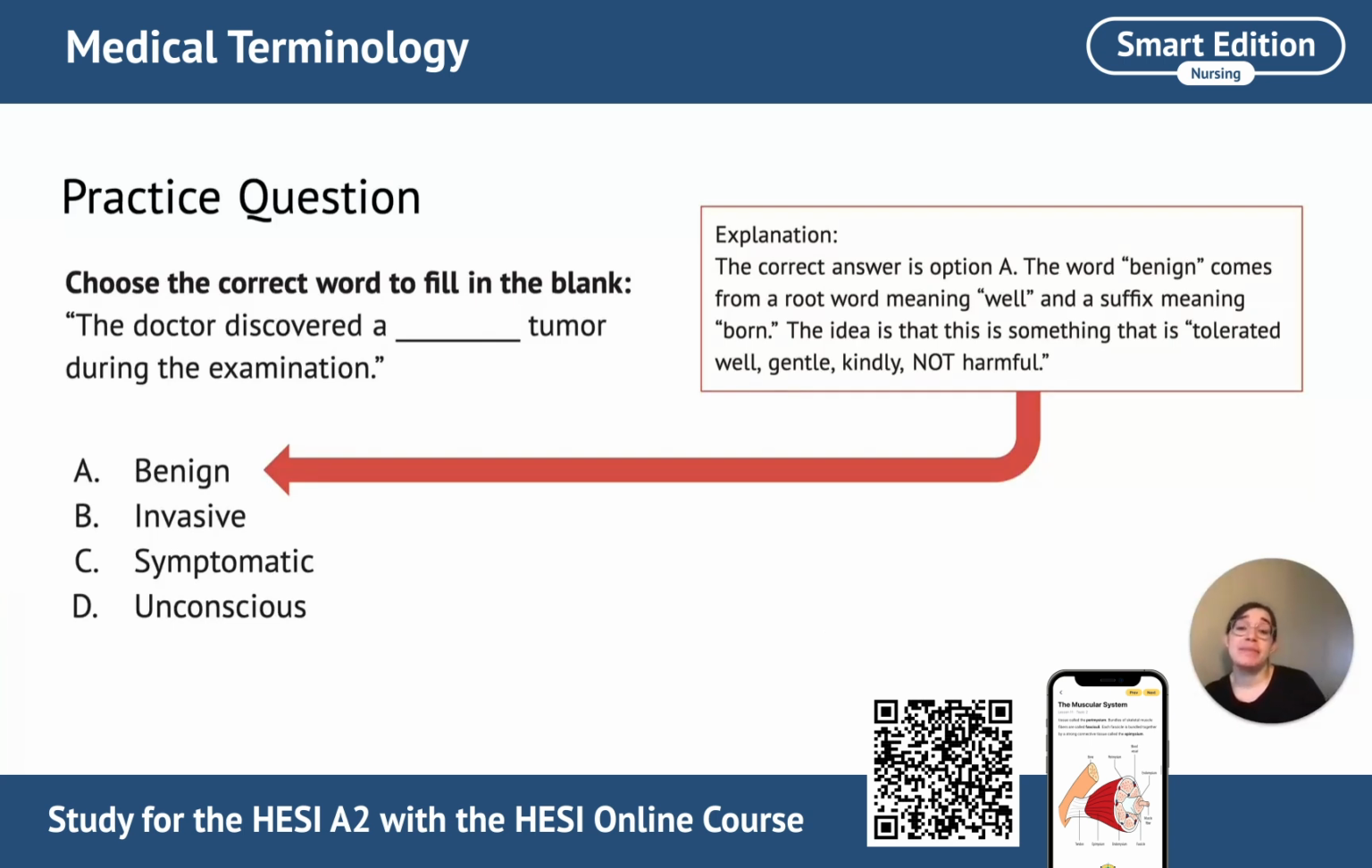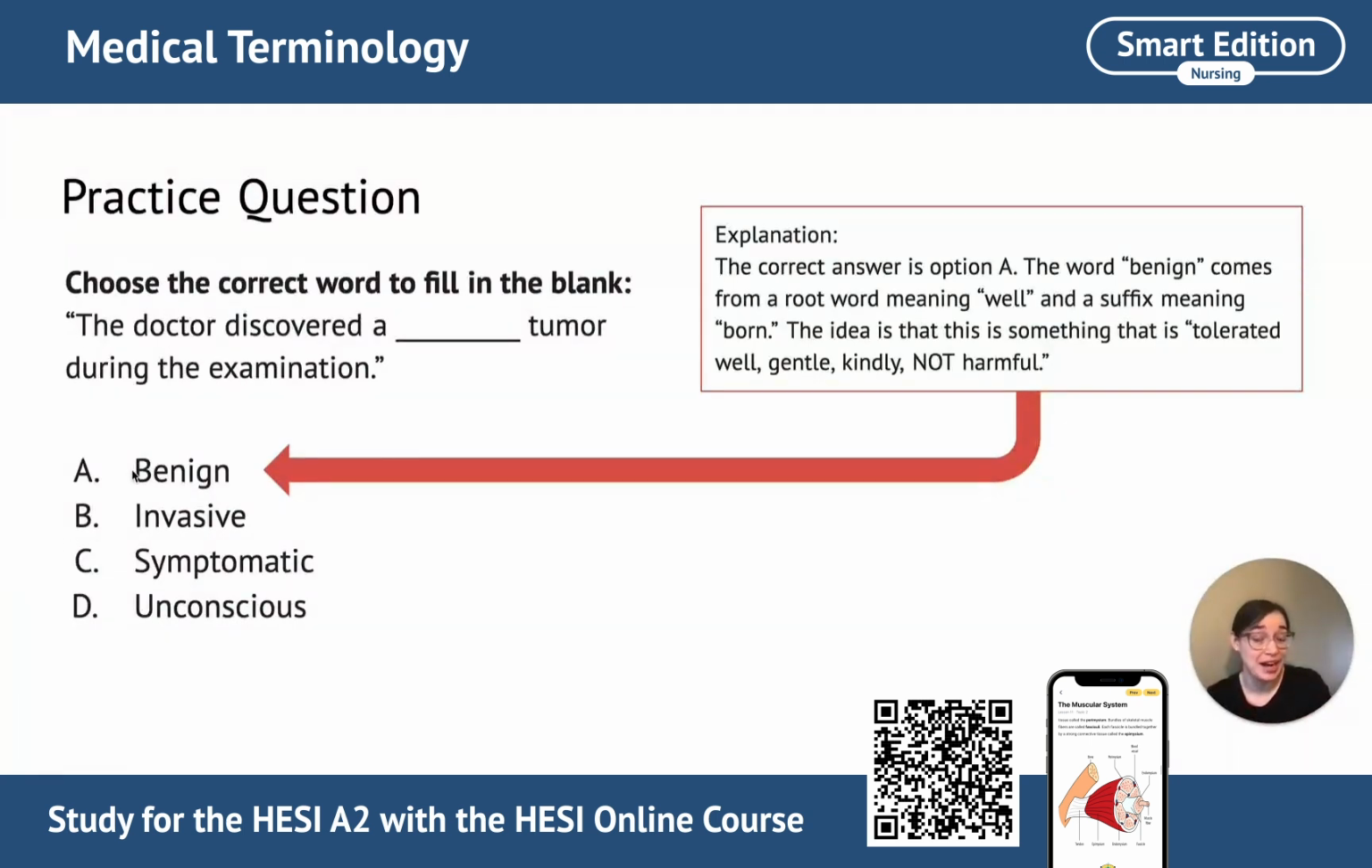So the idea is that if something is benign, it's something that's tolerated well, it's gentle on the body, it's kindly, it's not something that is harmful or concerning in any way. Which fits well, again, with the context of our sentence, because we're not told that anything serious or bad has been discovered. In contrast, the word invasive means something that tends to spread prolifically and undesirably, especially as it relates to tumors. So that would be something bad and serious and concerning. And again, we're not given anything in the sentence to indicate that that is the case.